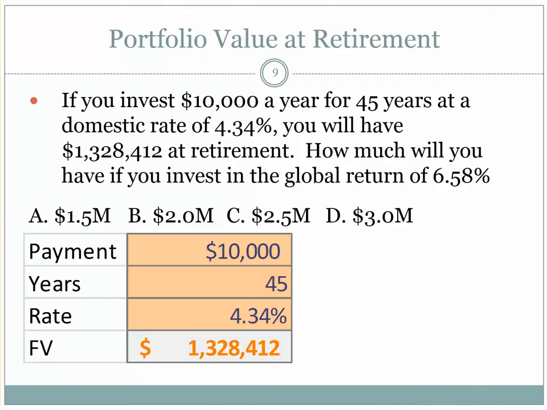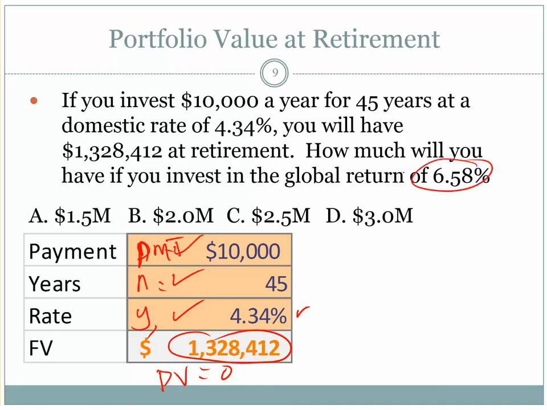Now you might say that, well, that's not a lot of money, 2% a year. Well, if you started saving next year when you start working and put $10,000 into a retirement account for 45 years at a domestic rate of 4.34%, you can use your calculator. I would put present value equal to 0, the payment equal to 10,000, n equal to 45 years, my I/Y equal to 4.34%, and then I compute a future value, and I have $1.3 million.